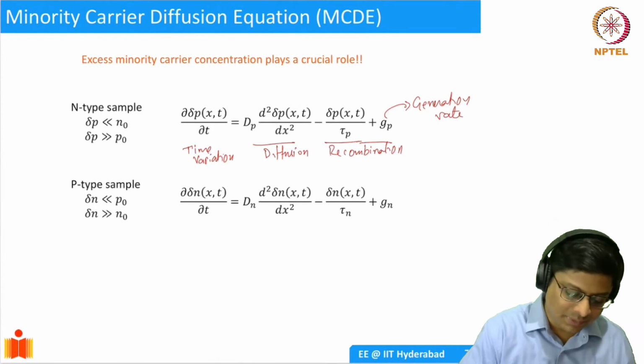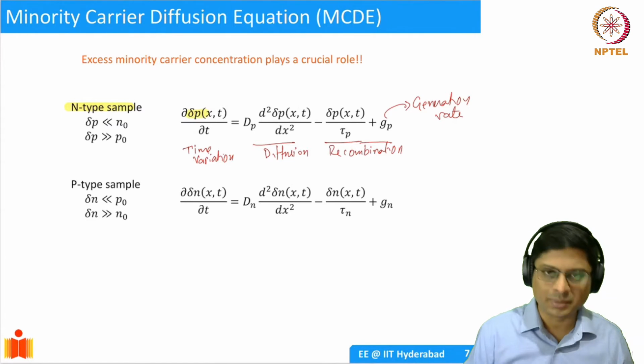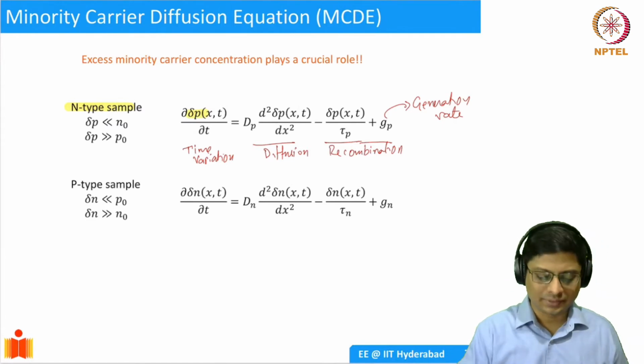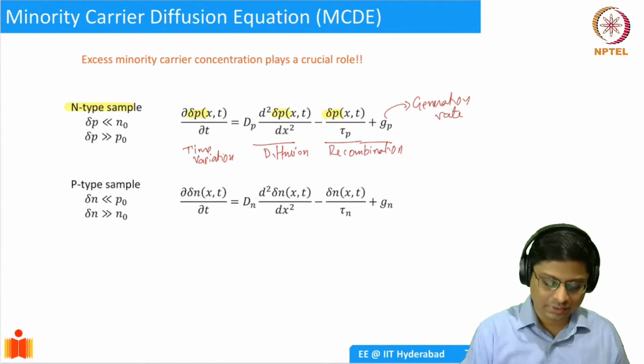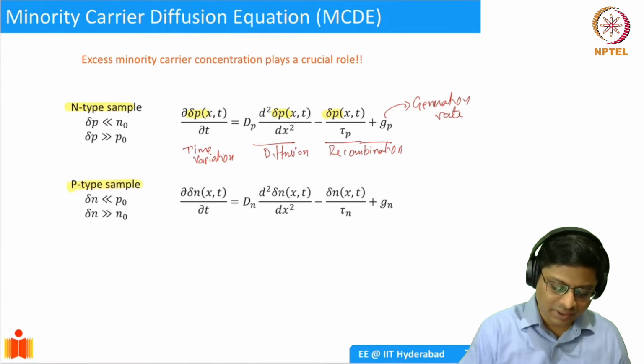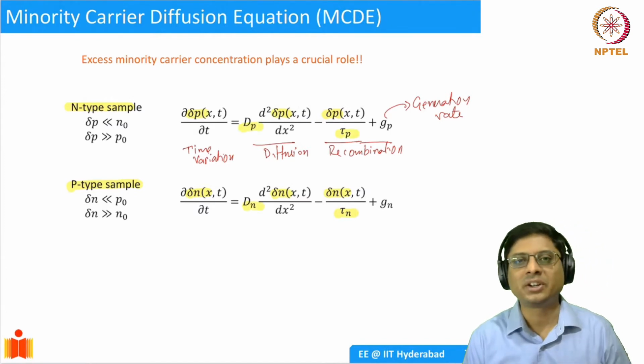This is for an n-type semiconductor. If you have an n-type semiconductor, you have delta p, which is the minority carrier. p is the minority carrier, and we will write it for minority carriers. If you have a p-type semiconductor, you will write it for n. Okay, and that's why this is going to be tau n. This is going to be tau p here. So remember, all of the coefficients, everything is going to correspond to only the minority carriers.